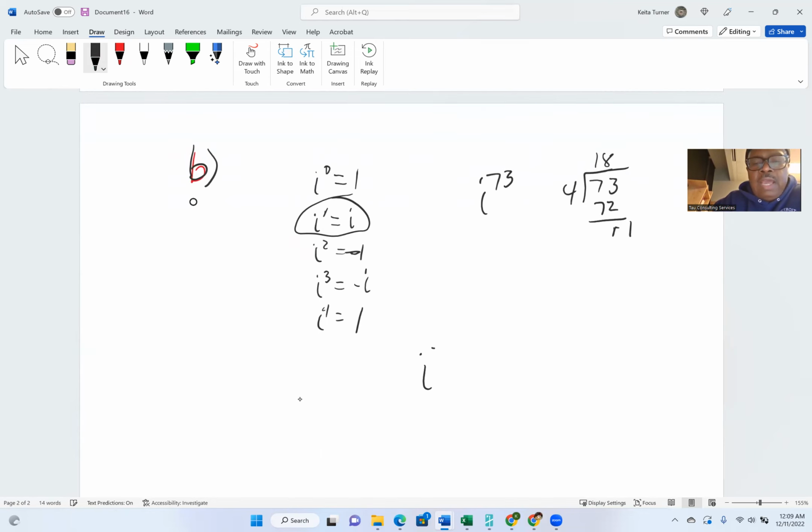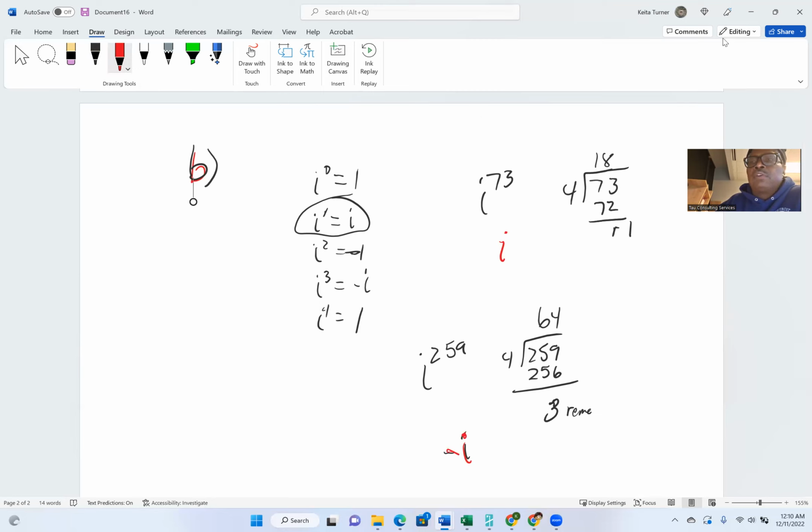Now, the next one, i to the 259. 4 goes into 259. I forgot what that was, so I'll just do it again. That is 64. What is that? 256. Remainder is 3. So we memorize i cubed will be -i, and the answer is going to be -i. I should put that in red. -i here and i here. If there's another difference, let me know. I'll be happy to show that. All right.